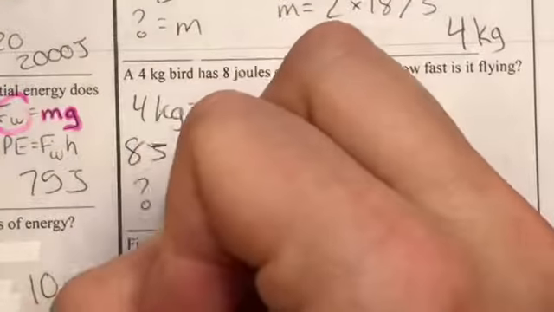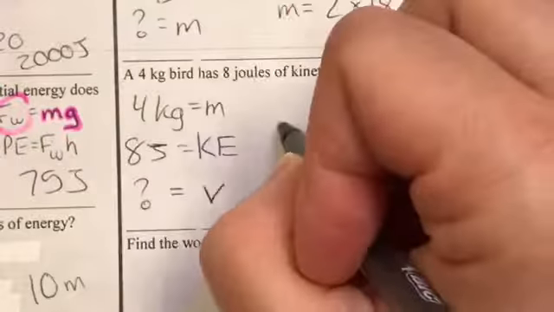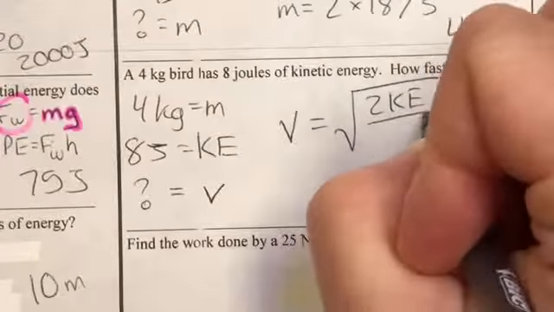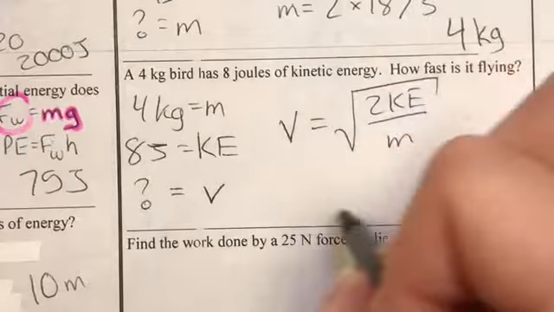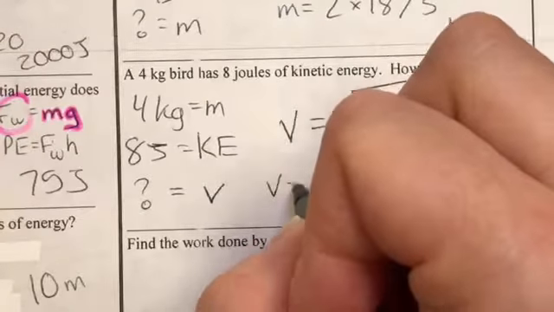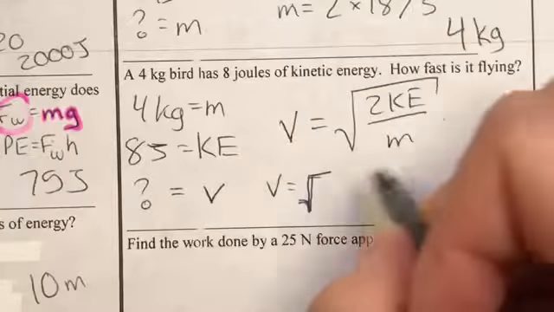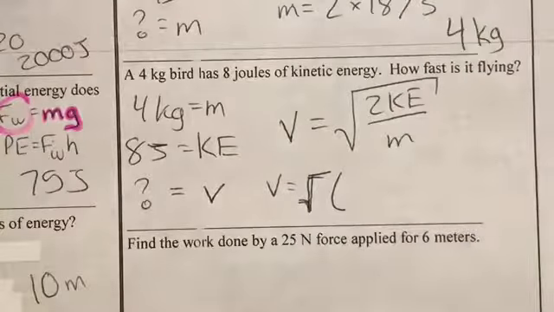4 kilogram bird, that's measuring mass. 8 joules of energy. And the question is asking about how fast, which is velocity. So we have kinetic energy. Kinetic energy formula rearranged to solve for velocity is the square root of 2 times the kinetic energy divided by the mass. When you put that in your calculator, it's going to be that little symbol right there. Square root symbol shows the parentheses.